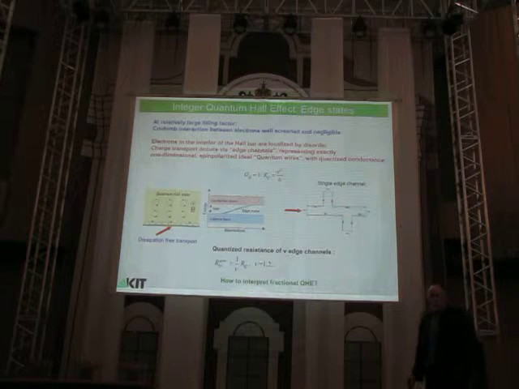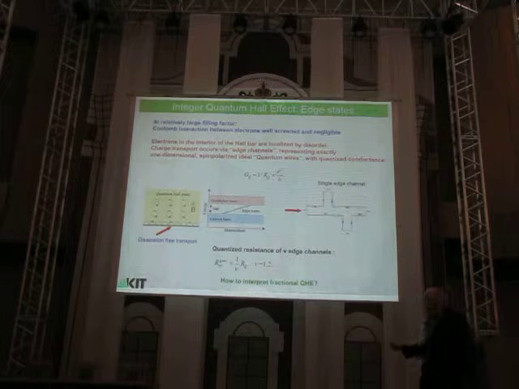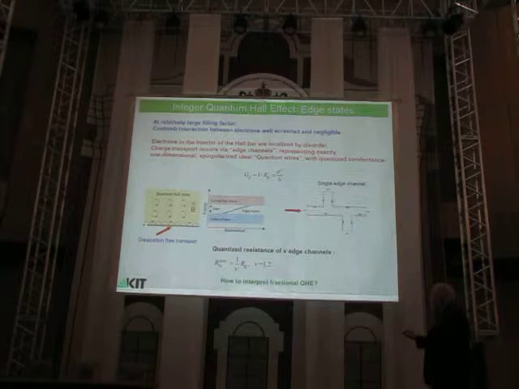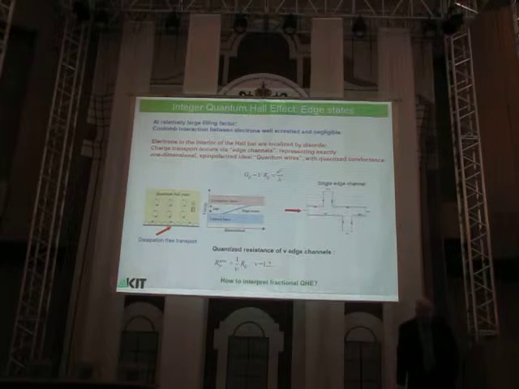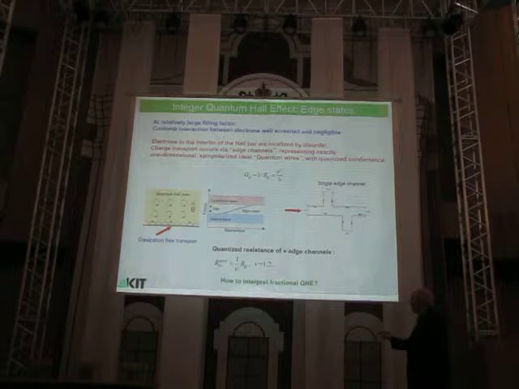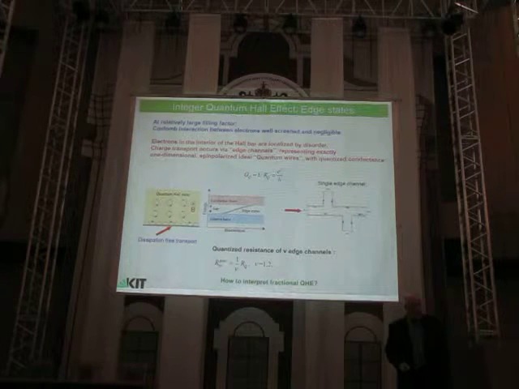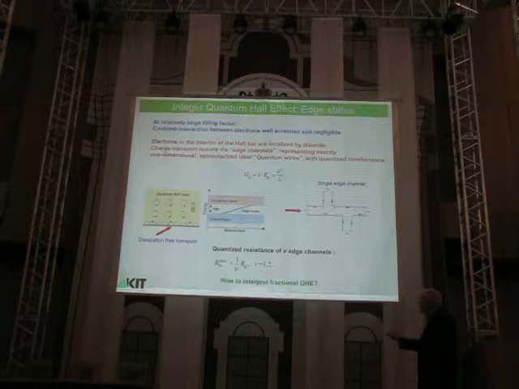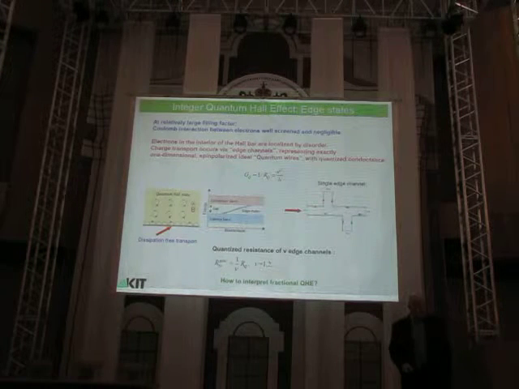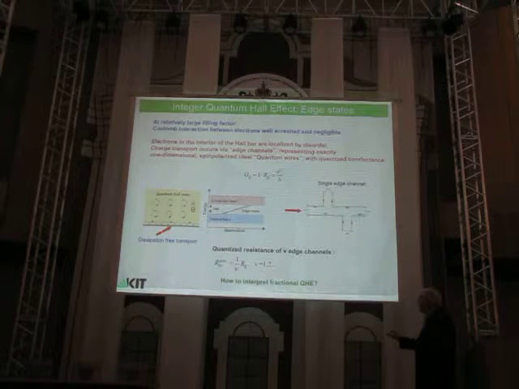And this will give you a quantized resistance, because this transport is uninhibited by disorder: electrons can only move in one direction, so there's no backscattering. You can have as much disorder as you want here, it doesn't matter. Electrons can never go back. So you get this quantization, and if you have several of these states, because you have several Landau levels, you get 1 over nu is 1, 2, 3, and so on.